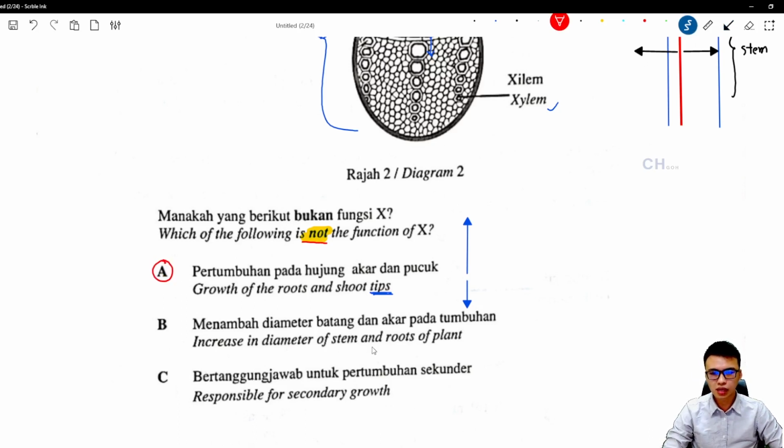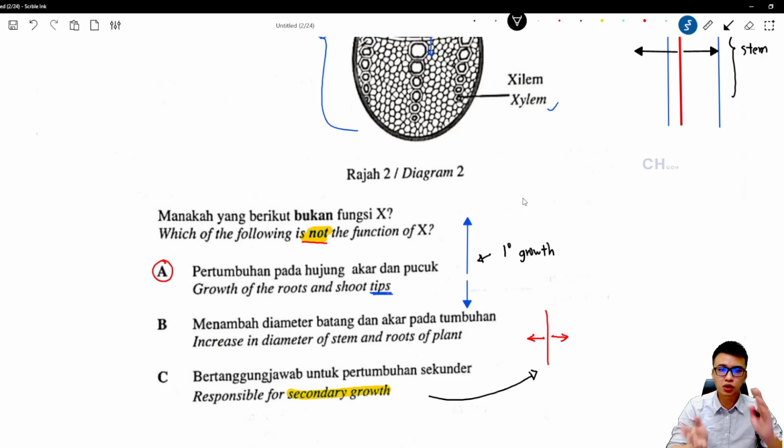The next one: increase in diameter of the stem and the root of the plants. As I mentioned before, yes, the vascular cambium will divide and produce xylem and phloem in this way, so it is increasing the diameter of the stem or the root of the plants. This growth is considered secondary growth. What about primary growth? Primary growth is this one. It's a bit different between primary growth and secondary growth.